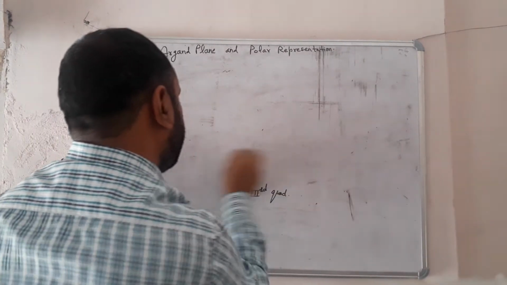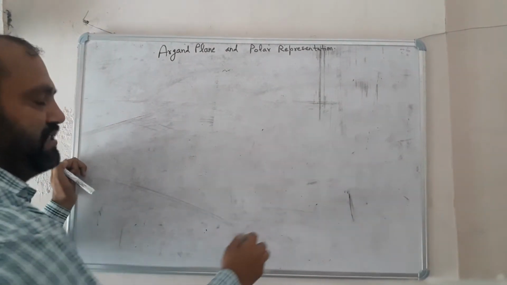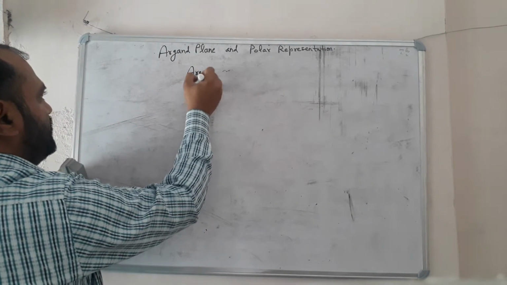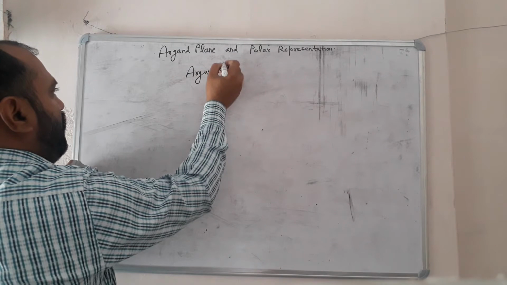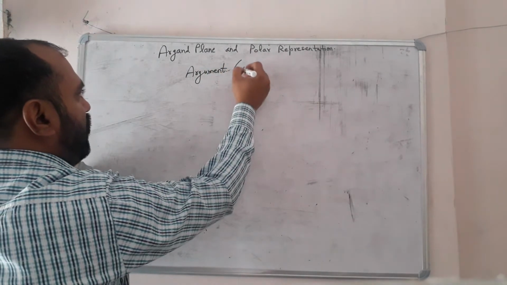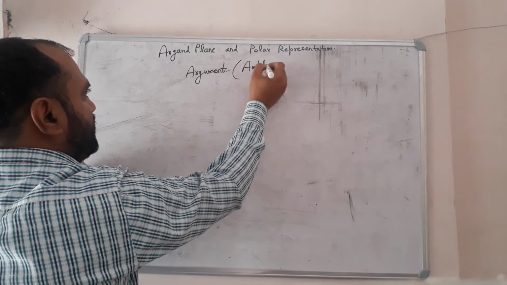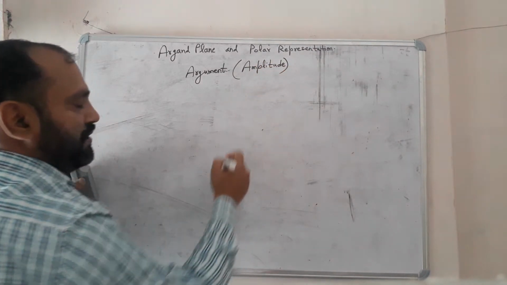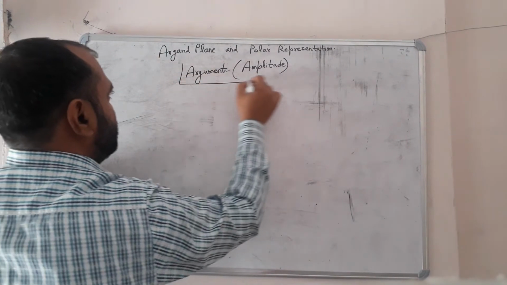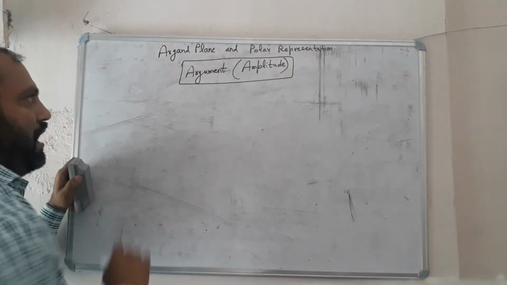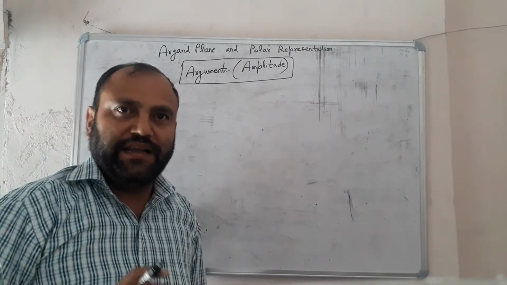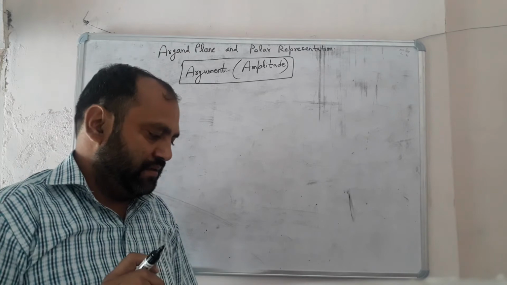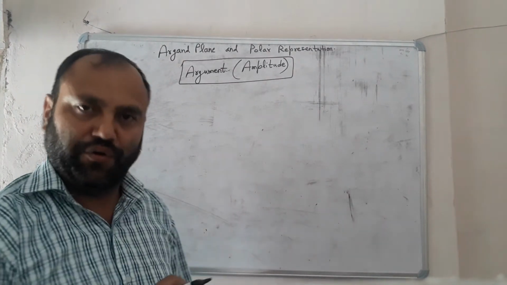So, let us understand what is argument or amplitude. This is also called amplitude of a complex number. Argument means it is an angle through which this complex number rotates.